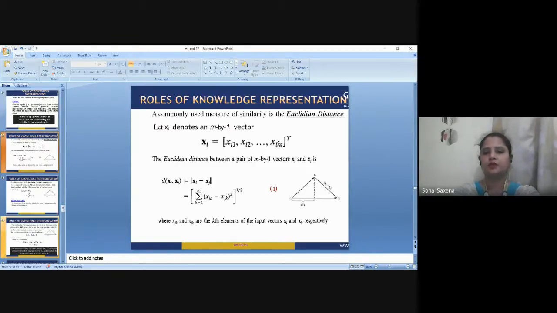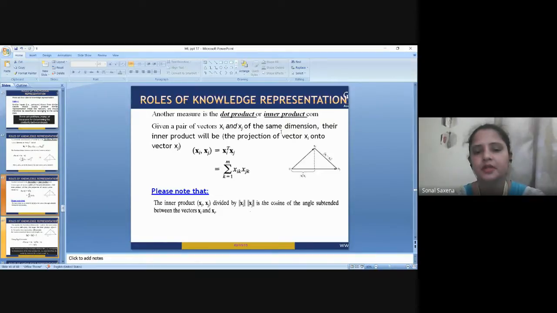Now, what are the roles of knowledge representation? A commonly used measure of similarity is the Euclidean distance. We have already seen the Euclidean distance. This is the formula you can see. I have explained it in my earlier lecture. If you do not know what Euclidean distance is, please go back to my previous lectures where you can see what exactly Euclidean distance is.